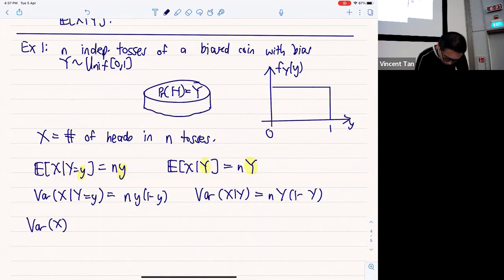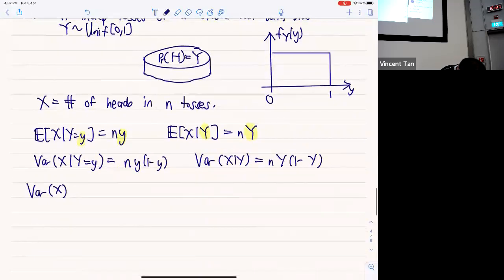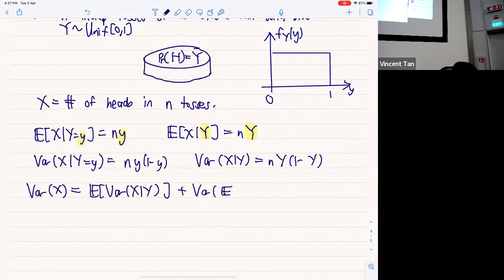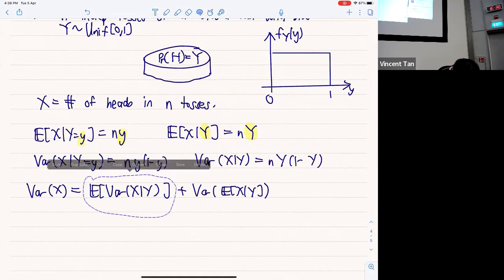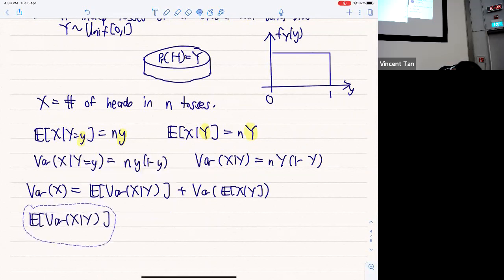So we have already got all these things prepared. The law of total variance says, what do we say? The expectation of the variance of X given Y, plus the variance of the expectation of X given Y. This is what we showed just now. So now we are going to compute each of these components, part 1 and part 2. Let's call this part 1.